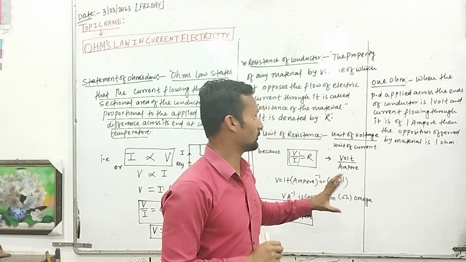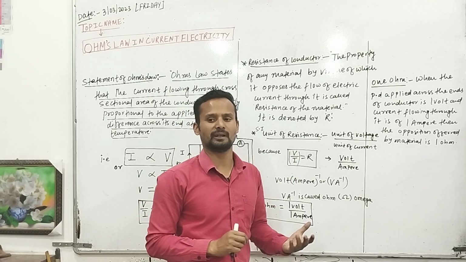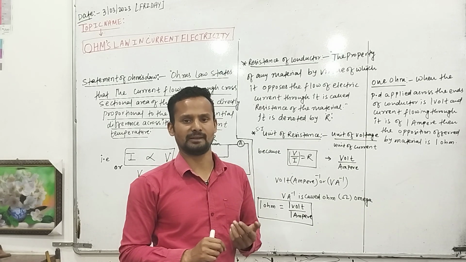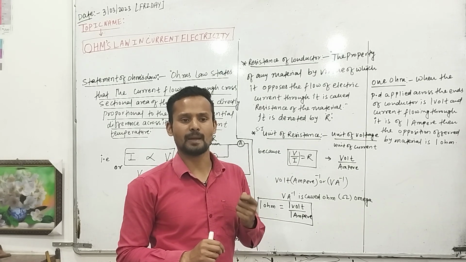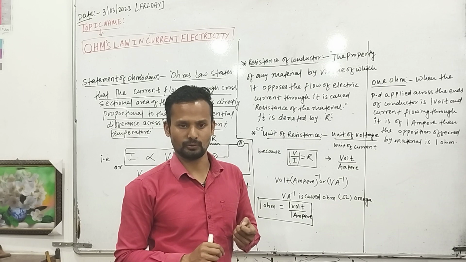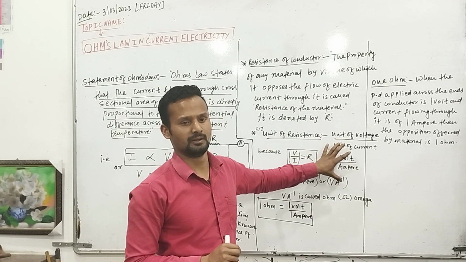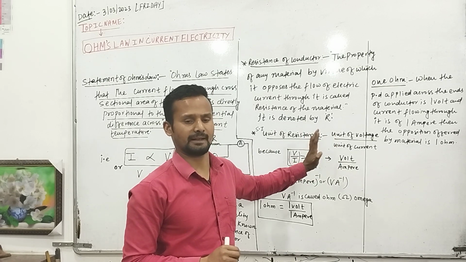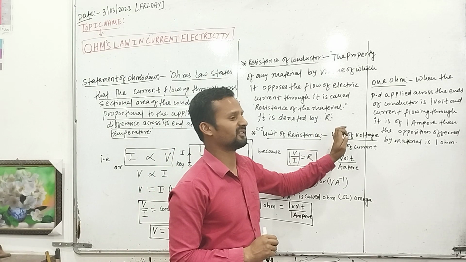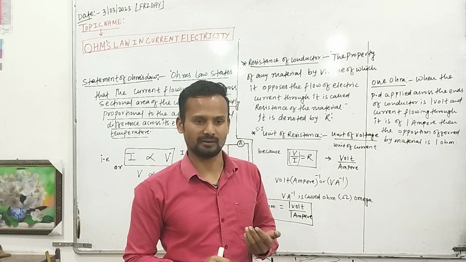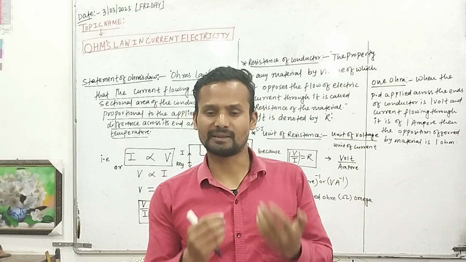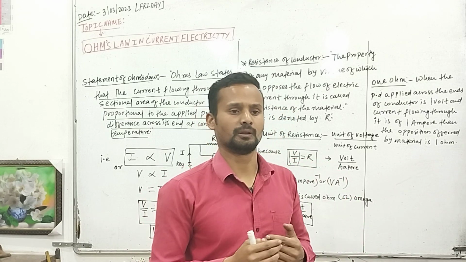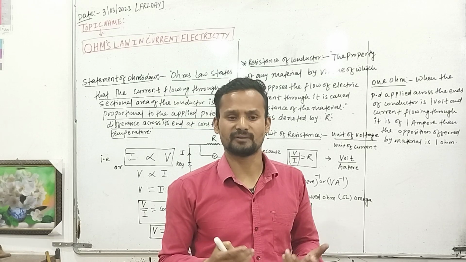Okay, got it? So what is 1 ohm? 1 ohm is the resistance of any material offered when 1 volt potential difference is applied across the conductor and 1 ampere current is flowing through it. Okay. So this resistance plays a very important role in our electric circuit. So what are the factors on which this resistance depends? How can we say that the resistance of any conductor is increased or decreased, whether it depends on temperature or any other factors or not.